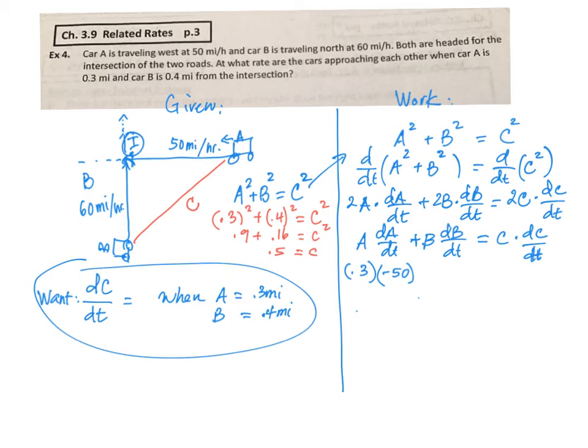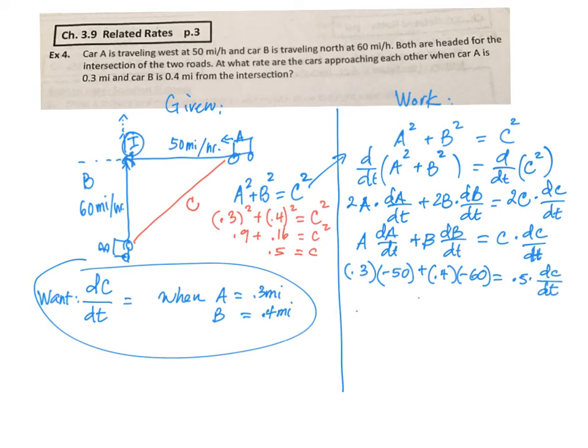Plus B is 0.4 miles times dB/dt. And dB/dt is negative 60 because as car B approaches the intersection, the distance is decreasing. And when it's decreasing, the derivative is negative. Equals C, which we found, 0.5, times dC/dt.